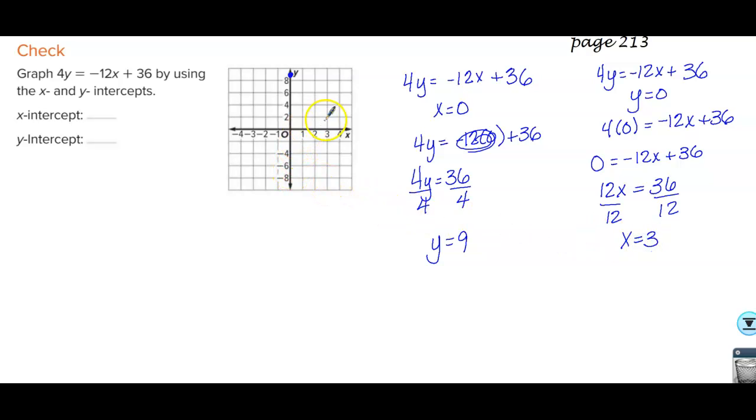Okay. So where x is 3 is right here. And our line is, yeah, I mean, it's the best I can do with this graphic tablet thing. All right.